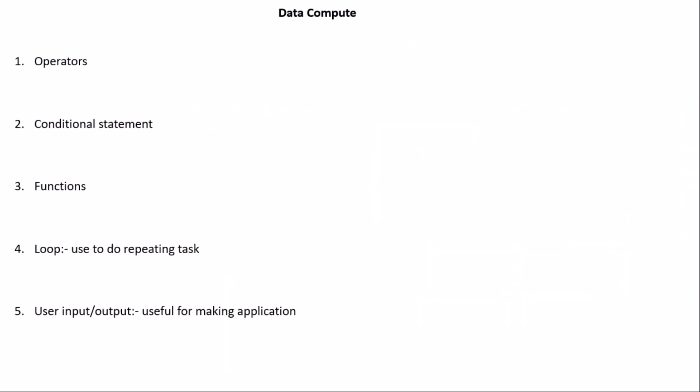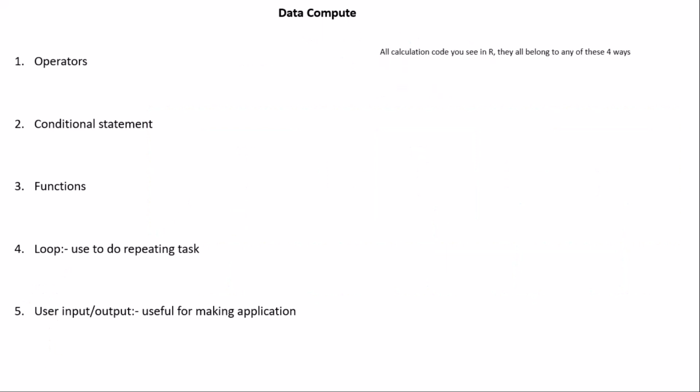There are n number of ways you can find in real life in which data is computed, but in the computer you can compute in only 5 ways. First is operator. Either you write an operator instruction, or you write a conditional statement, function, loop, and user input and output. The fifth point, user input and output, is useful for making an application or software. I will discuss this point while making a Shiny application, with which you can develop a web application by the use of R. So in this video I will not touch the fifth point.